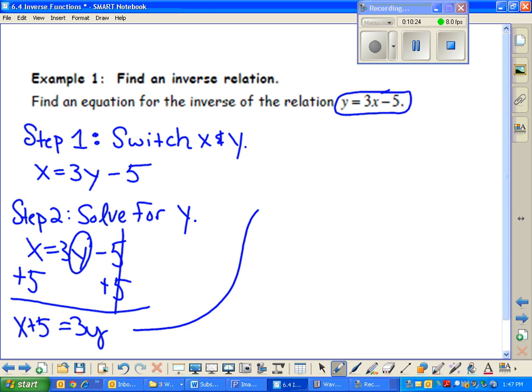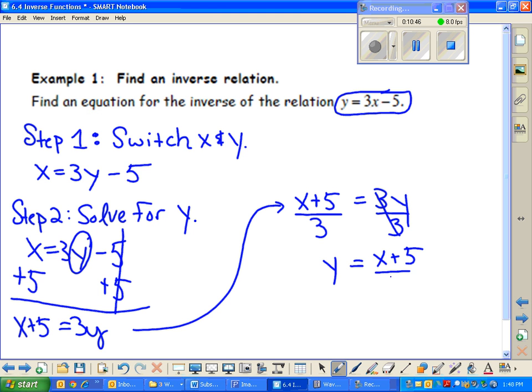I'm almost done. I'm going to come back up here for a second. So I have x plus 5 equals 3y. I now need to get that y still by itself, so I'm going to divide both sides of that function by 3. So right now I have y equals x plus 5 all over 3. I'm going to do two things. I'm almost done. The last thing I have to do is kind of cosmetic in nature, in my opinion.